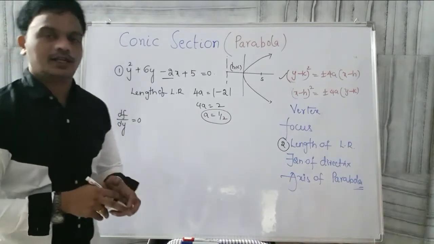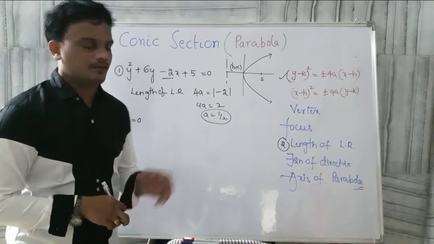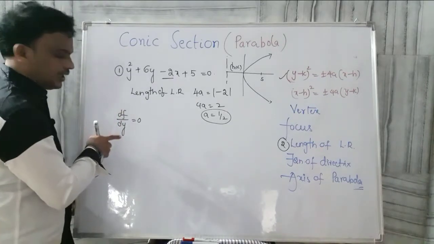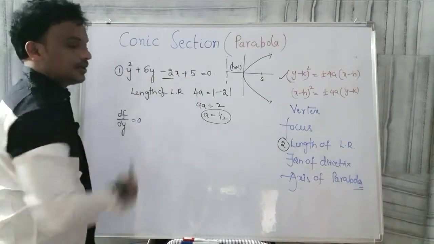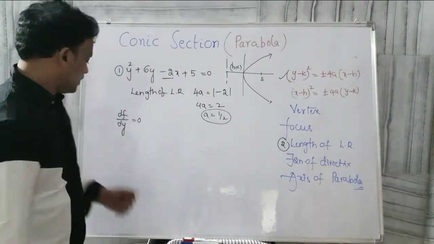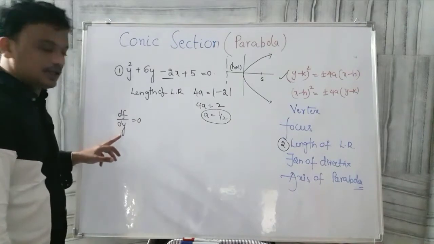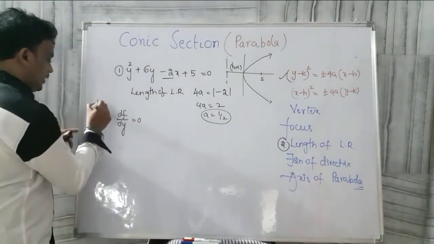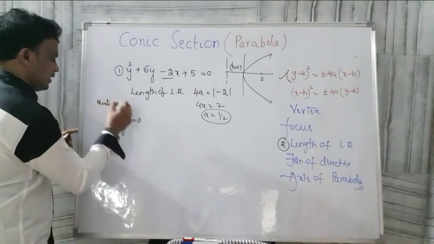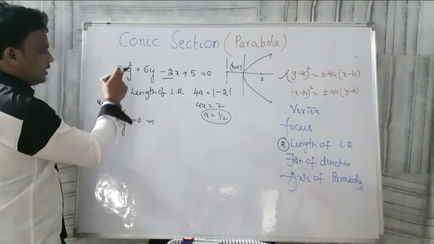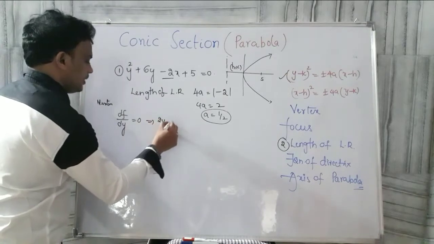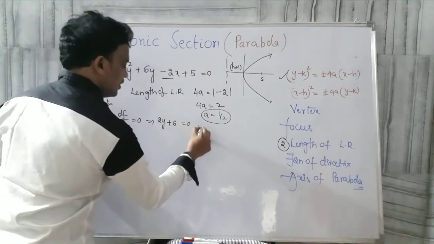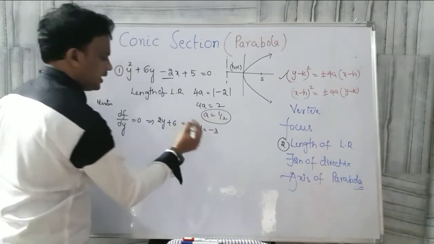What is the difference between the derivative and partial derivative? In case of partial derivative, differentiating with respect to y, that means the x term becomes constant. To find the vertex, let us see how it is. Dou f by dou y is 2y plus 6, the remaining terms are constant, which equals 0. That means y equals minus 3.